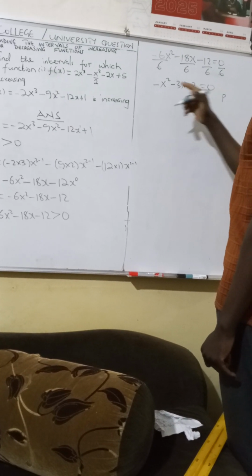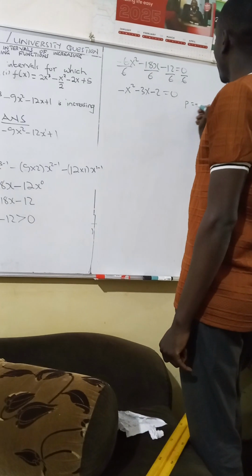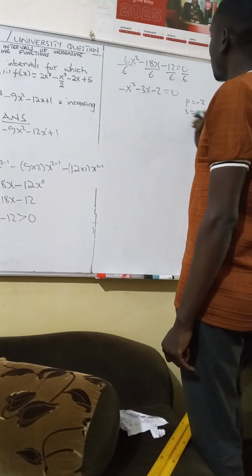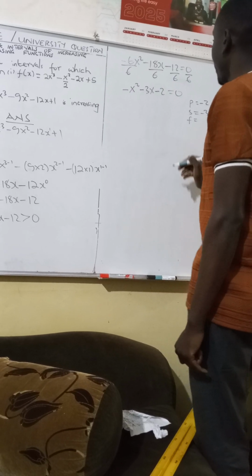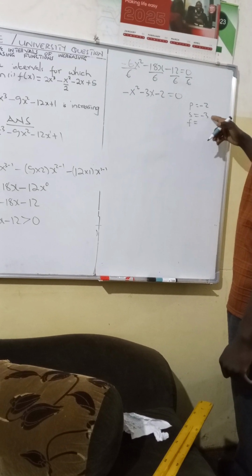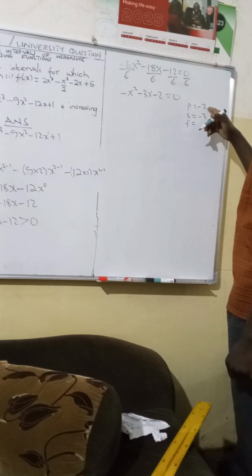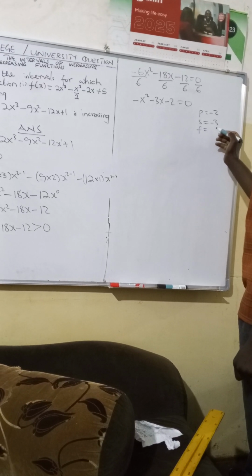My product, negative 1 times negative 2, I'm going to have negative 2. My sum is just negative 3. My factors, the ones that if I add, I'll get negative 3. If I multiply, I'll get negative 2.